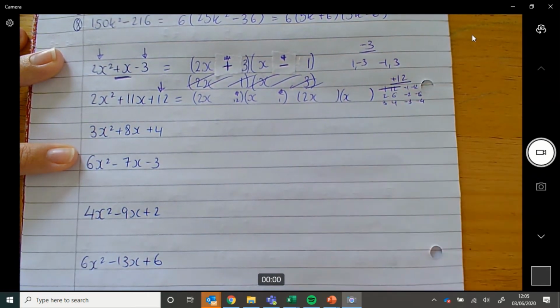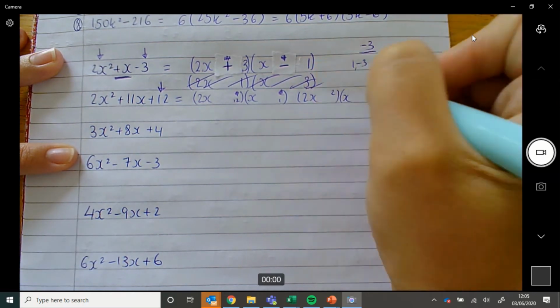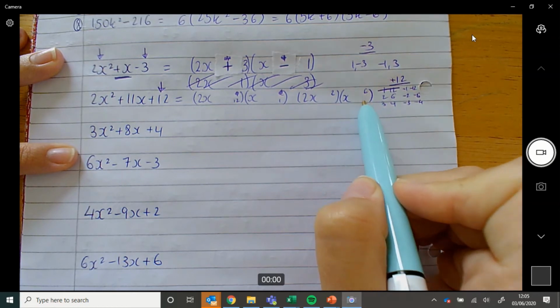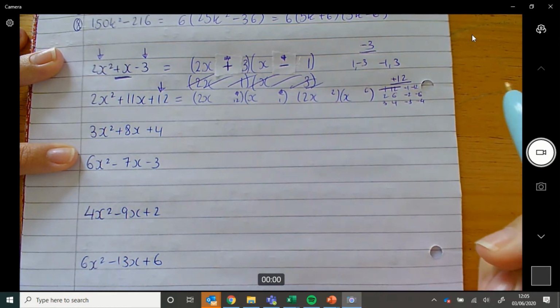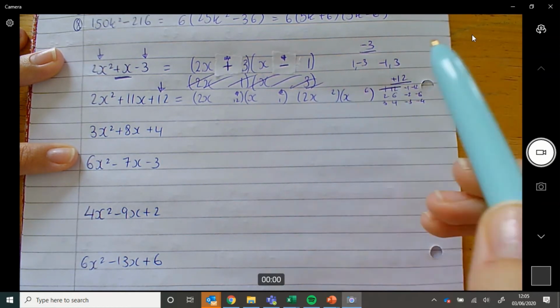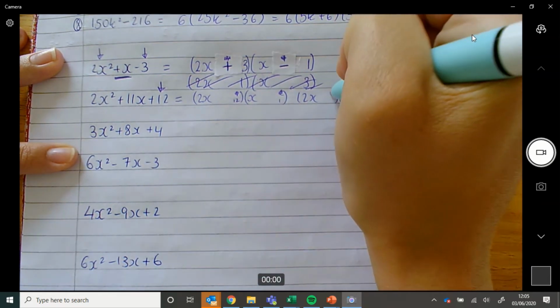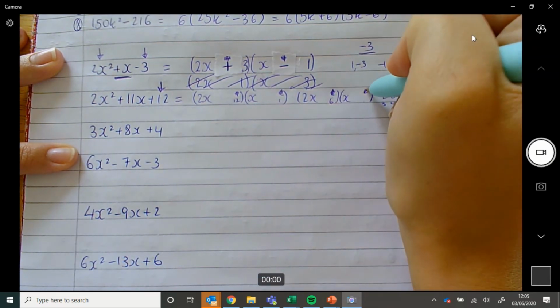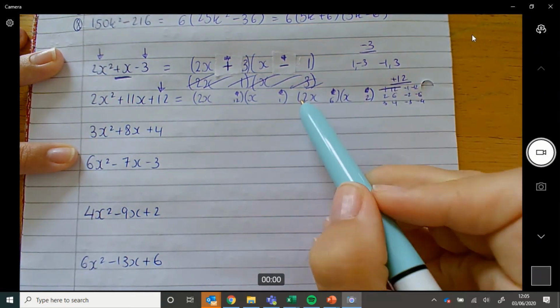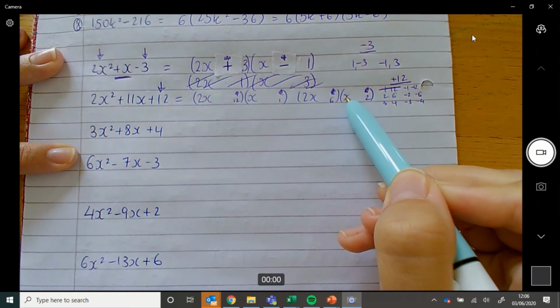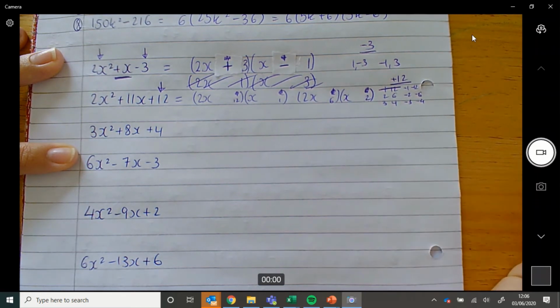Now I'm looking for the 2 and the 6, so let's try putting the 2 in one box and the 6 in the other. The 2 times the 6 would give me 12x, and x times 2 would give me 2x, but 12x and 2x, I'm not going to be able to get 11x. Let's try it the other way around. 6 here and 2 here. The 2 and the 2 would give me 4x, and the x and the 6 would give me 6x. That would give me 10x. Not possible to make 11.